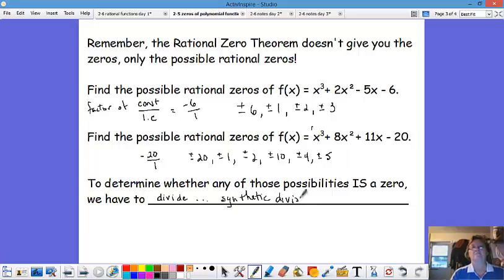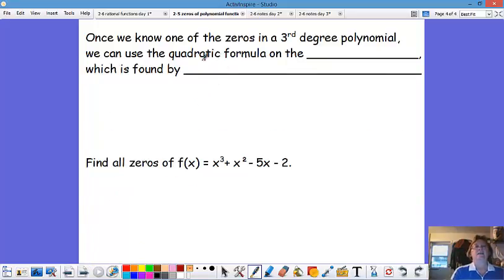Let's see how that plays out. We have an example problem here. Once we know the zeros in the third degree polynomial, we can use the quadratic formula on the depressed polynomial, which is found by looking at the bottom row in the synthetic division.